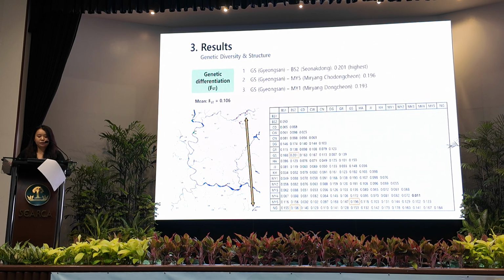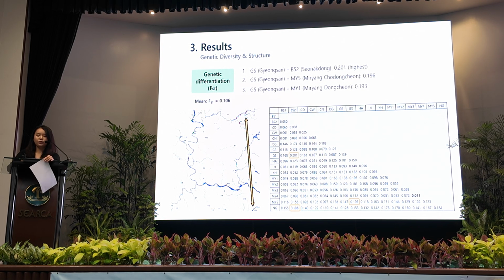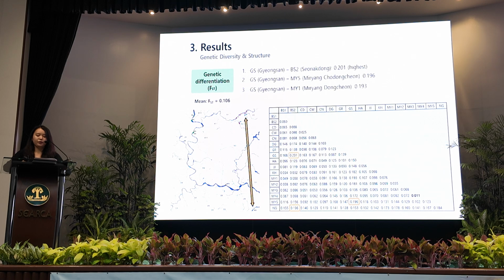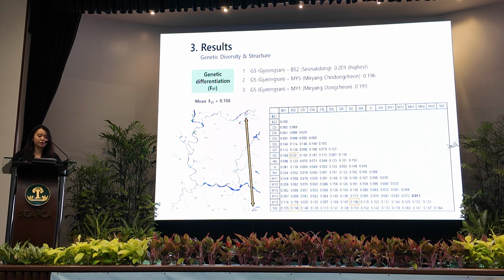Genetic differentiation between populations was generally low, except for a few population pairs associated with GS and NG populations. The average FST across all pairwise comparison was about 0.1. Several population pairs showed FST values around zero, meaning that these regional populations are not genetically divergent.